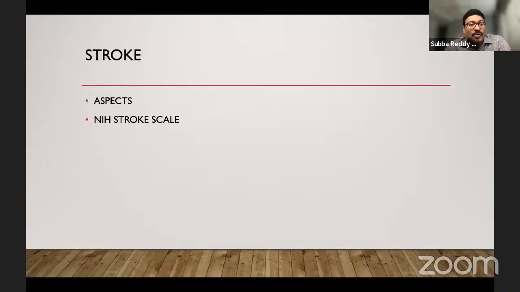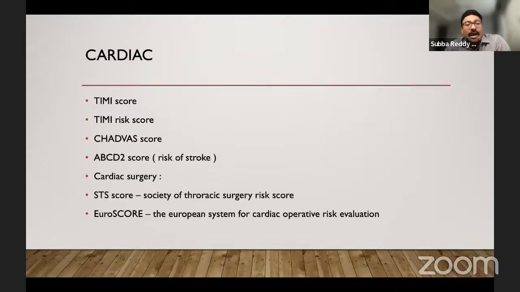So for stroke, we have the ASPECT score that is based on the CT. We score the stroke, whether it is mild, moderate, or severe. And we have the NIH stroke scale. And in cardiology, we have cardiac intensive care, the TIMI score to look at the flow when you do angio, whether it is total occlusion or partial occlusion, and then we give TIMI grading. And then we have TIMI risk score, we have CHART score, and we have scores for cardiac surgery.